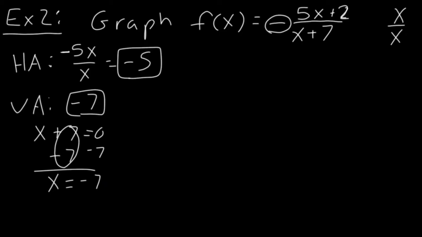Now at this point, once you have your two asymptotes, you have enough information to graph your line. So let me go ahead and draw our x-axis and our y-axis. And all we have to do is graph our vertical and horizontal asymptote. So our horizontal asymptote is down here, 1, 2, 3, 4, 5.